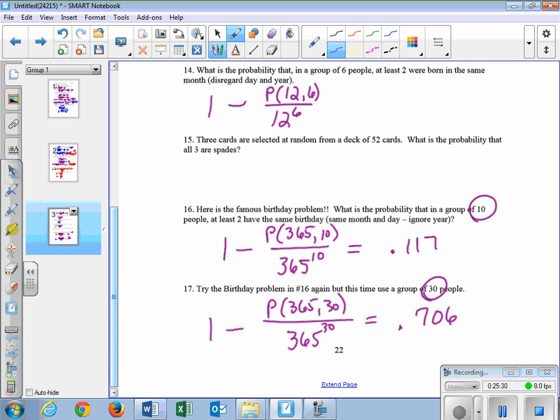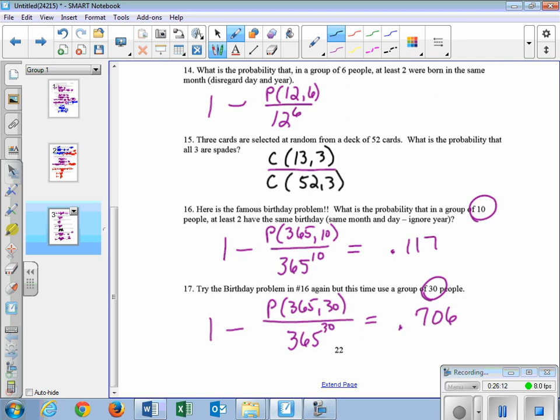Number 15, let's go back and do 15 and then we're going to be done here. It says 3 cards are selected at random from a deck of 52 cards. What is the probability that all 3 are spades? So in the numerator, I'm just saying, okay, what is the probability of all 3 being spades? Does it matter in the order that I get my cards? And the answer is no, it doesn't matter. So I'm going to put a combination of 13, because there are 13 spades in my deck, picking 3. And in my denominator, it's just picking 3 cards. How many ways can I pick 3 cards out of my total deck? And that would be 52 choosing 3.